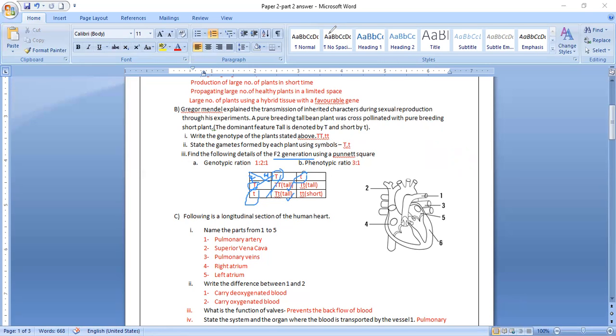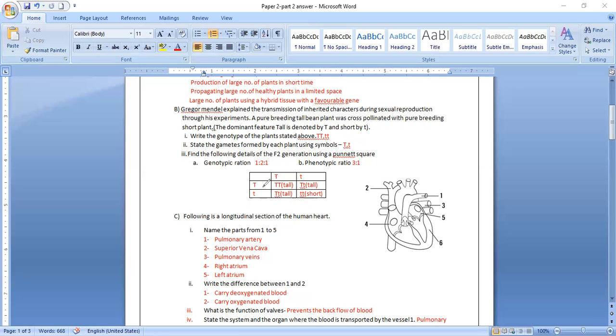Then small t, here small t, small t. So that is here short. And the small t, capital T. This is tall. Okay. So now this is the Punnett square. This is an easy way of making a Punnett square.